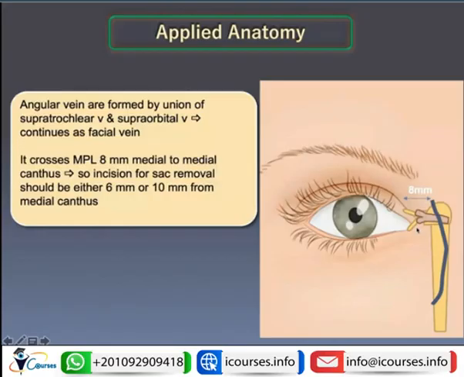So when we are doing the DCR surgery, or dacryocystorhinostomy, we need to incise the sac, and in order to do that we need good exposure. Sometimes, if we are not aware of the presence of the angular vein here, we may by mistake injure this vein, causing severe bleeding. That's why, for better exposure to the sac and to avoid the risk of damage to the angular vein, we either open the sac 6 millimeters from the medial canthus or 10 millimeters from the medial canthus. That's how we can avoid injury to the angular vein.